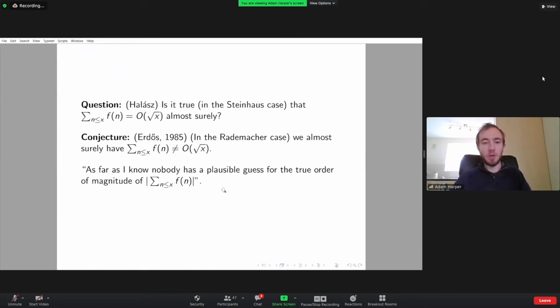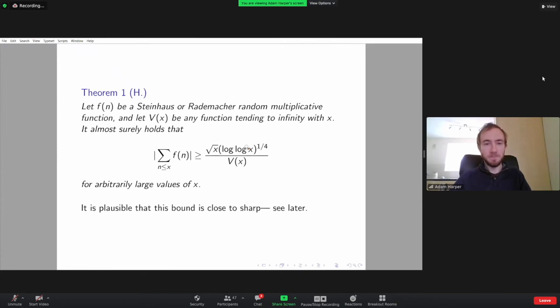Okay, so the result I want to say something about today addresses these things. So it answers this question of Erdős, and it proves this conjecture. So this is the theorem. If f of n is either of the kinds of random multiplicative function that I've been talking about, but you can just think of the real case, and v of x is any function that tends to infinity, however slowly, then almost surely, so with probability 1, there'll be arbitrarily large x for which the partial sums are bigger than root x times (log x)^(1/4) divided by v of x.